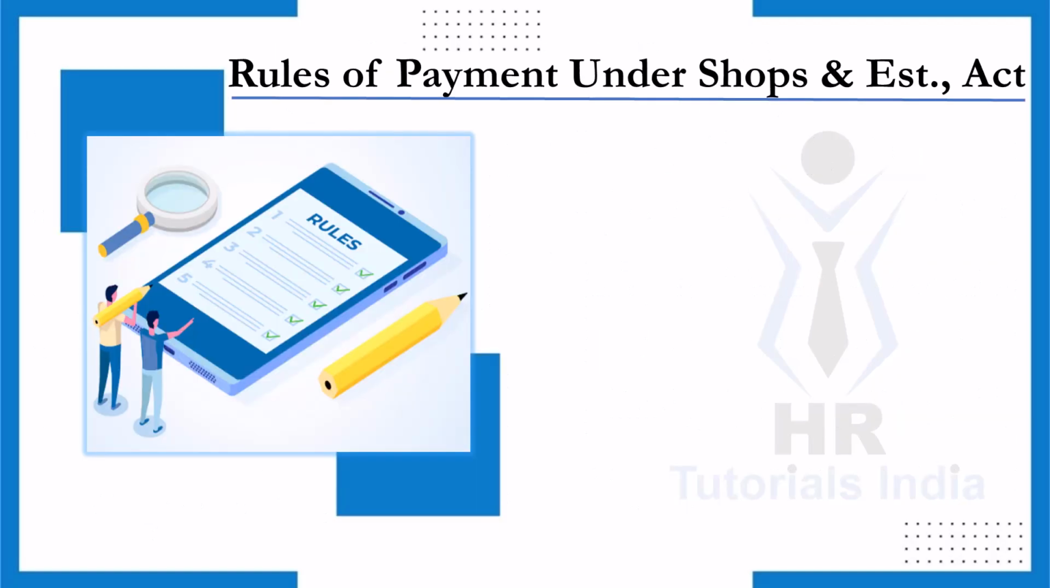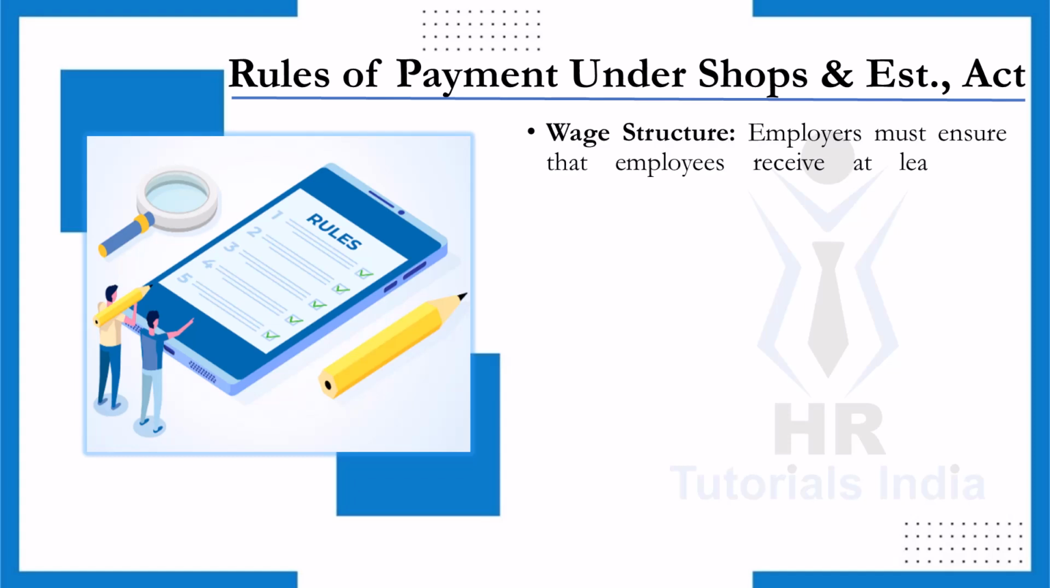Rules of payment under the Shops and Establishment Act. The Act outlines several important rules regarding the payment of wages, to ensure fairness, transparency, and timely compensation for employees. Here are the key rules every employer and employee should be aware of. Wage structure. Under this Act, employers are mandated to follow state-specific wage regulations. Employers must ensure that every employee receives at least the minimum wage as stipulated by the respective state's regulations. This protects workers from exploitation and guarantees that they are compensated fairly for their labor.